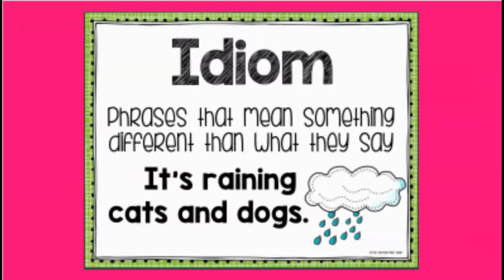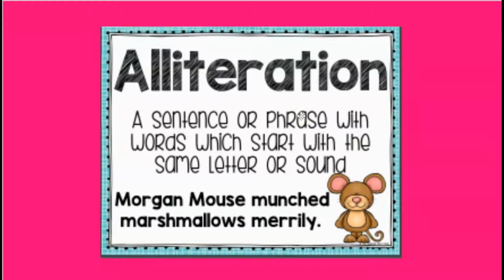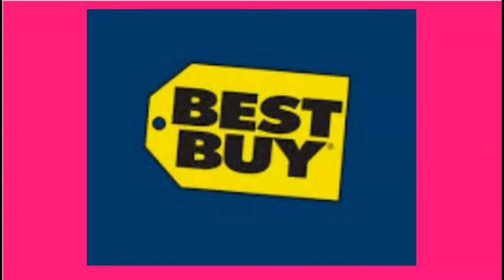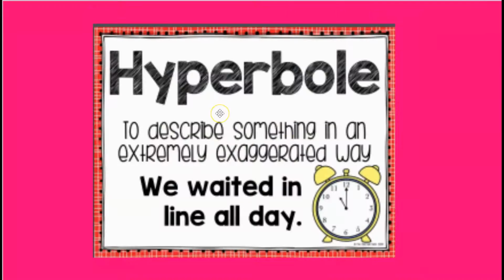We learned about idioms, that are phrases that mean something different than what they say, like, "It's raining cats and dogs outside." We also learned about alliteration, which has the same beginning sound in each word. Morgan Mouse munched marshmallows merrily. We also learned about hyperboles, which are exaggerated statements, like "we waited in line all day."